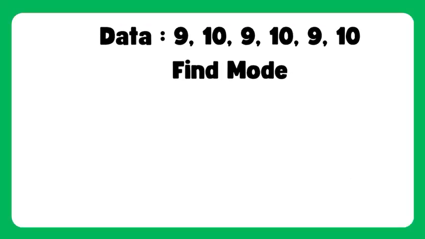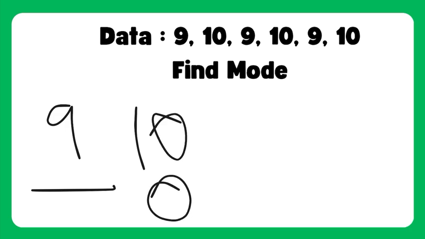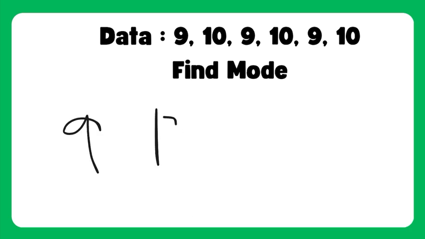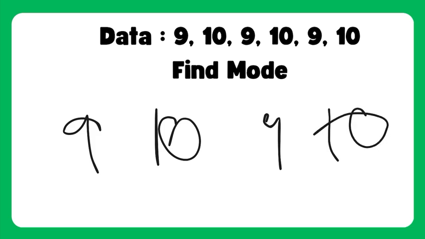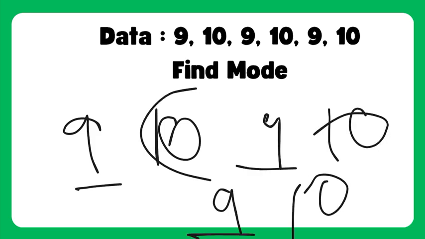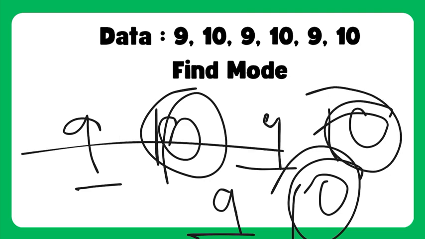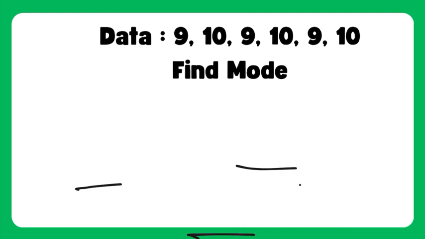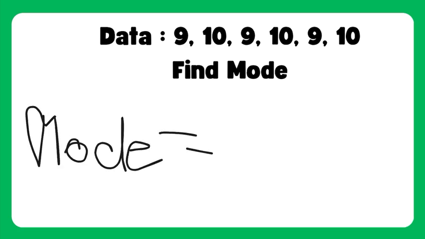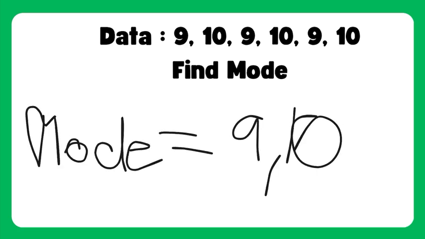Now let's move on to the next question. Data is 9, 10, 9, 10, 9, 10, and we have to find the mode. So for 9, I'm going to put an underline, and for 10, I'm going to put a circle. We have 9, 10, 9, 10, 9, 10. 9, there are 3, and 10, there are also 3. So again, we have two modes. Our modes are equal to 9 and 10, and this is our answer.